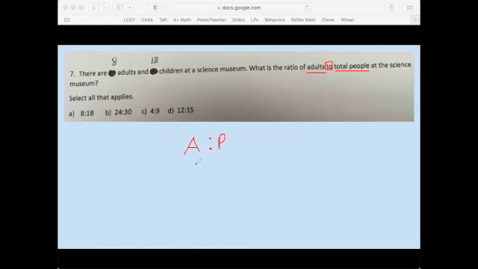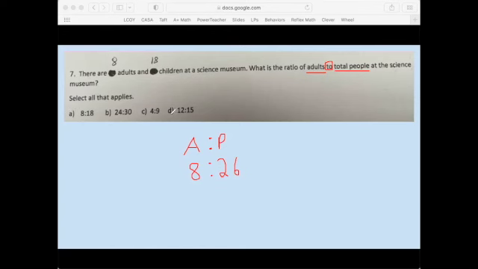So from the problem, it says there are 8 adults, and the amount of people there are is 26. Okay, there's a total of 26 people. And the way I got 26 was 8 plus 18 got me 26. Okay, because adults and children, when put together, are the total amount of people that we have at the museum. So 8 and 26 are the two quantities. The 8 and 26 is the value of the two quantities, and that gives me the ratio of adults to total people, 8 to 26.